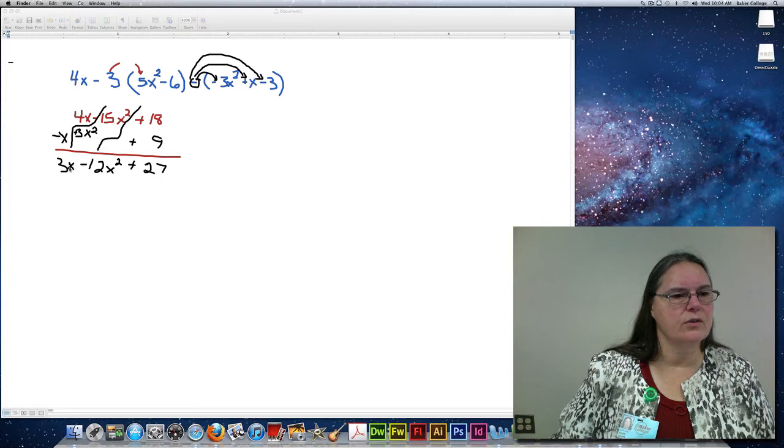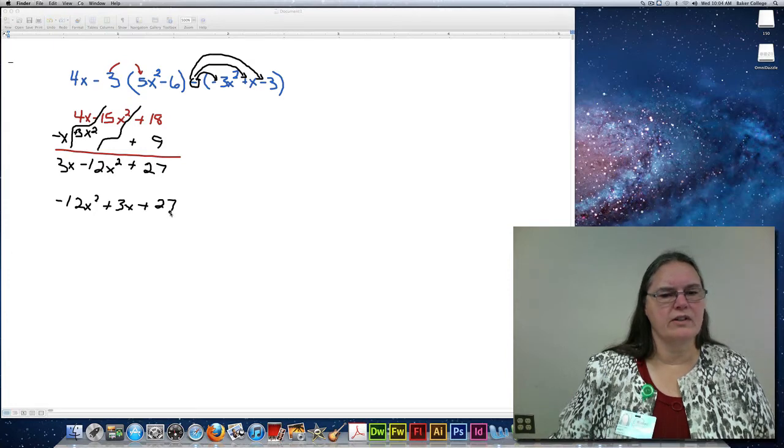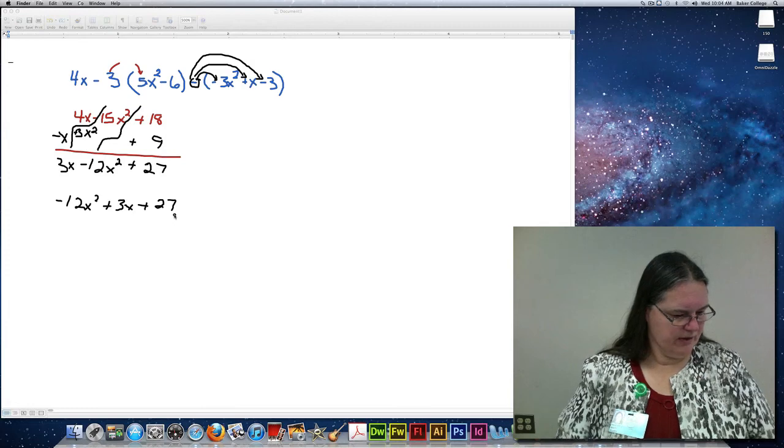Now the correct way to write this would be the powers, everything should be in order. So this is the opposite of 12x squared, plus the 3x plus the 27. So that's just one example of what we're doing in chapter 6.